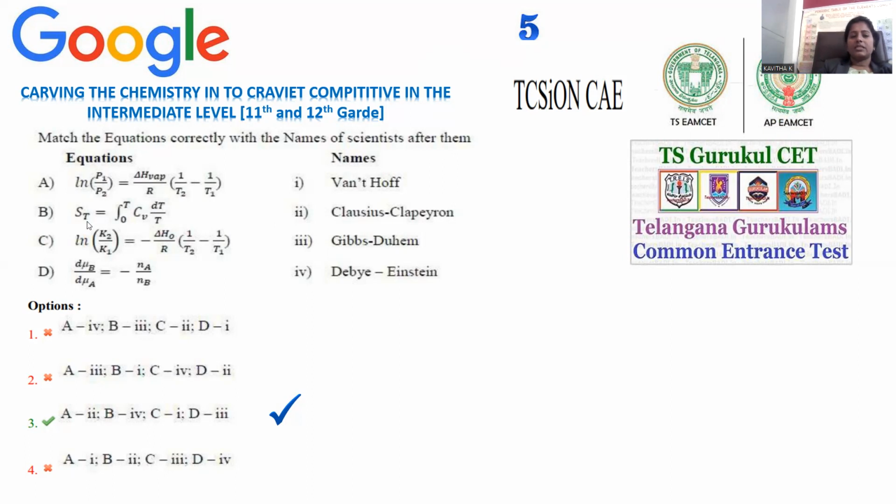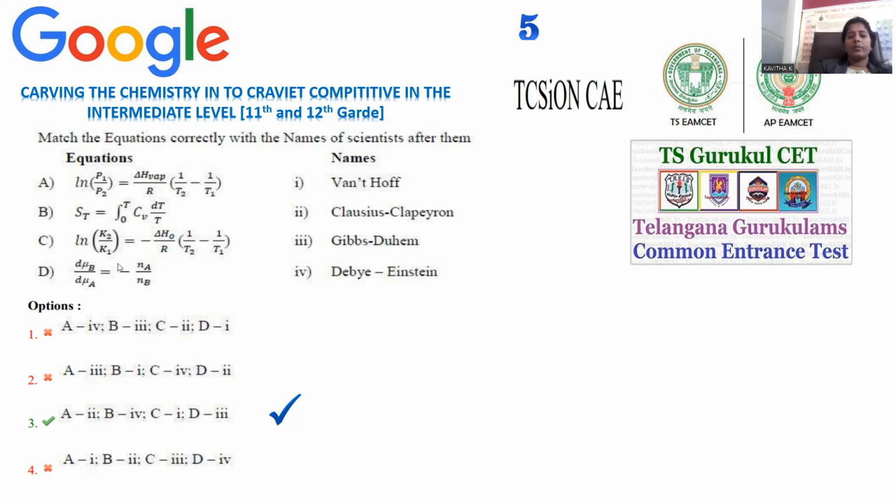And next is S_t equal to the integral from 0 to T of Cv dT by T. So the temperature differential they are taking, and here S_t denotes the entropy at constant temperature. So this kind of relation is given by who? Debye-Einstein. This is called the Debye-Einstein equation, right?